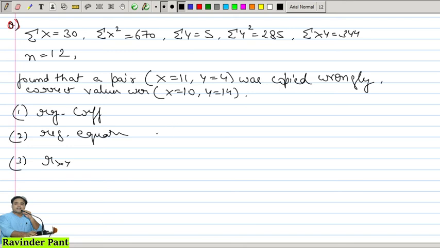Now I will not tell you how to find out this regression coefficient, equation and correlation. I'll just tell you, before you move on to calculate the correct values, you should have these values corrected. How we will do it?